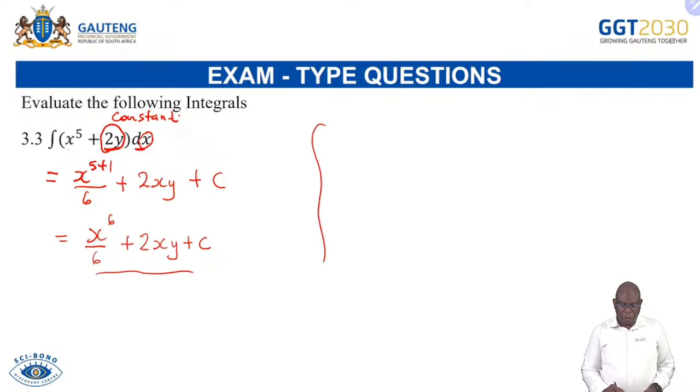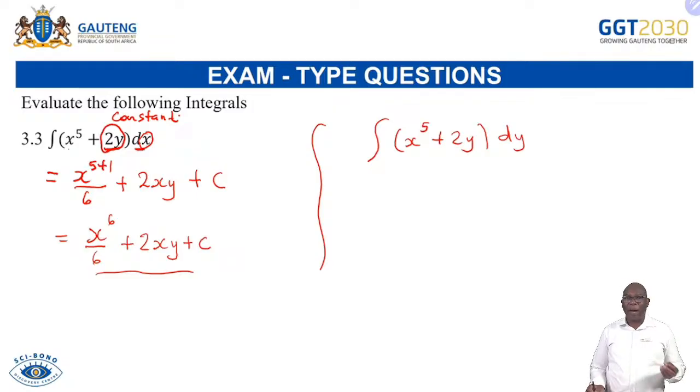I just want to quickly add this question here. If I've got this and I've got x to the power 5, then plus 2y, then this is dy. So you see now I'm integrating y. I'm not integrating x. Right? So what should I do here? So I'll then say this is the same as x to the power of 5 multiplied by y.